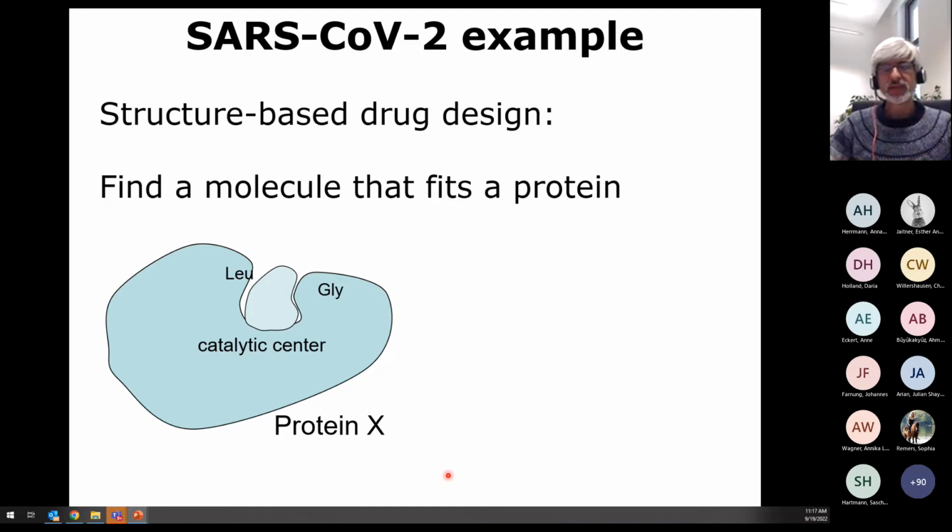in a way where you would like to check if the information that you have for a particular structure on a molecule that fits the protein can be transferred to another protein.